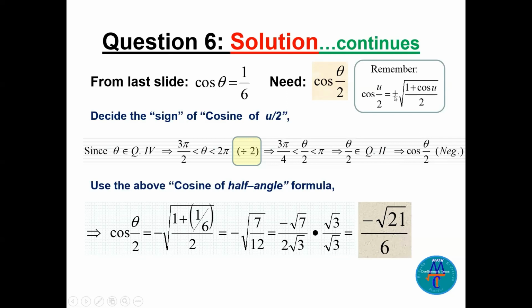From the formula here, there is a plus or minus, so I have to choose that cosine theta over 2 is minus. Put the formula here, 1 plus cosine of theta, which is 1 over 6, divided by 2. And we simplify that. This is 6 over 6. 7 over 12 inside the radical with the minus outside. Then you split the radicals, minus square root of 7 divided by square root of 12, which is 2 square root of 3. Rationalize. You will get minus square root of 21 divided by 6.